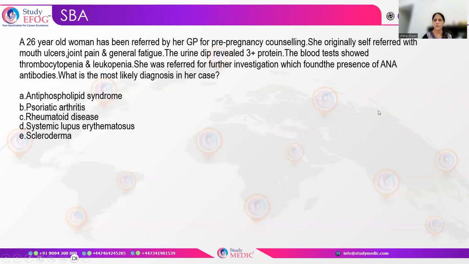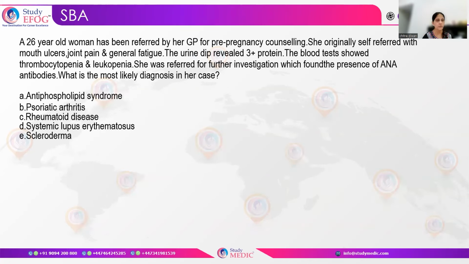You have another woman who is 26 years old. She has been referred by her GP for pre-pregnancy counseling. She has mouth ulcers, joint pain, general fatigue, 3+ proteins on urine dipstick, and blood shows thrombocytopenia and leukopenia. She was referred for further investigations and she has been found to be ANA positive. What is the likely diagnosis?